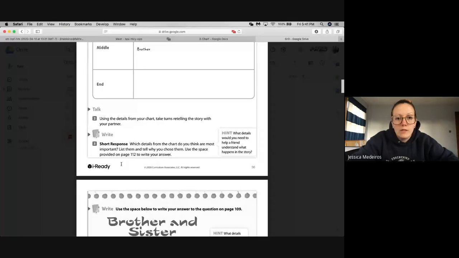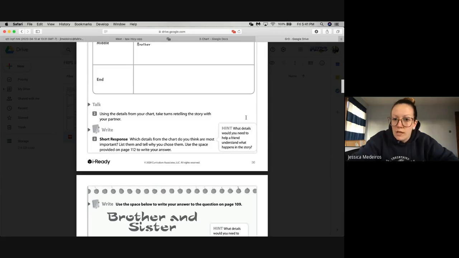Number 3 says, which details from the chart do you think are most important? List them and tell why you chose them. Use the space provided on page 112 to write your answer. That's just the space on the next page. So here's a little hint. What details would you need to help a friend understand what happens in the story?